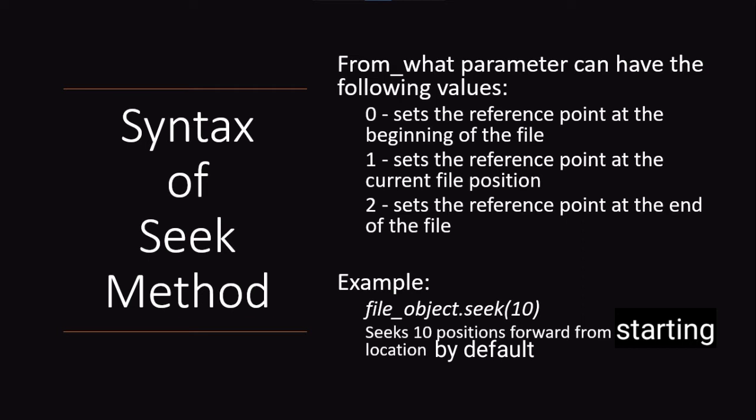seek(10) means to move 10 positions forward from the starting location, and by default the second parameter is 0. It can have only positive values in text mode, but it can also have negative values in binary mode.